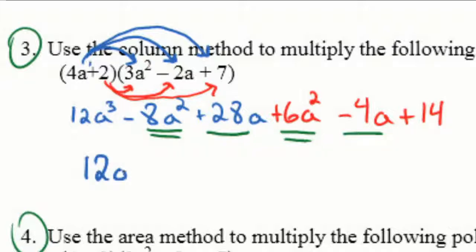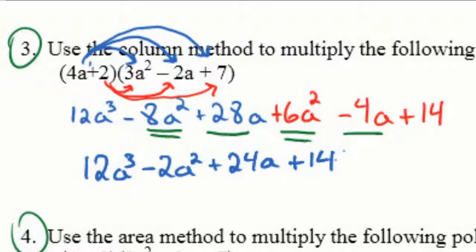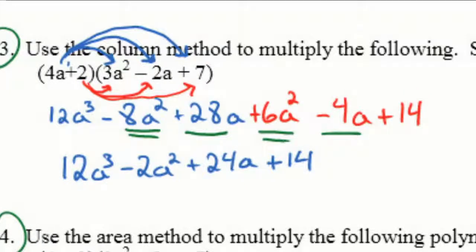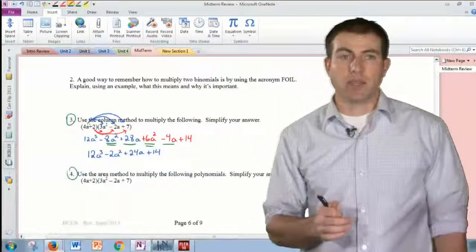So I have 12a cubed, which just comes down from above. Now I look at my a squareds. I have negative 8, and I'm going to add positive 6. So that should give me negative 2a squared. Then 28a minus 4a is 24a. And then I'm just going to drop down my 14 from above as well. So that is it. That's as simple as we can make that. We've multiplied everything. We've combined like terms, and that's just as far as we can go. So if we make it that far, we're doing okay.